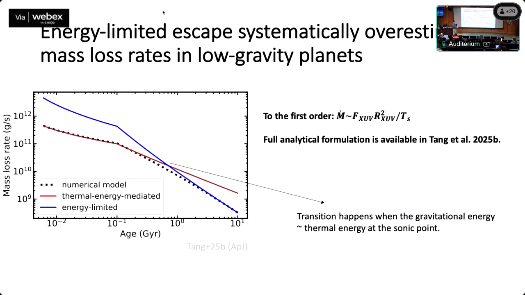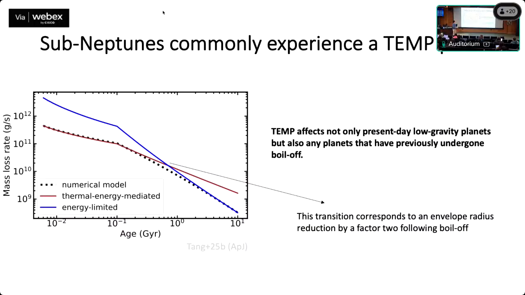And remarkably, the transition between the two regimes happens over here, which corresponds to the time when gravitational energy becomes comparable to thermal energy. And this regime is very important in sub-Neptune evolution modeling. As you can see, at young ages, energy-limited escape overestimates the mass loss rate by a factor of 10. And this regime lasts for a long time in low gravity planets, like hundreds of megayears to exceeding gigayears.